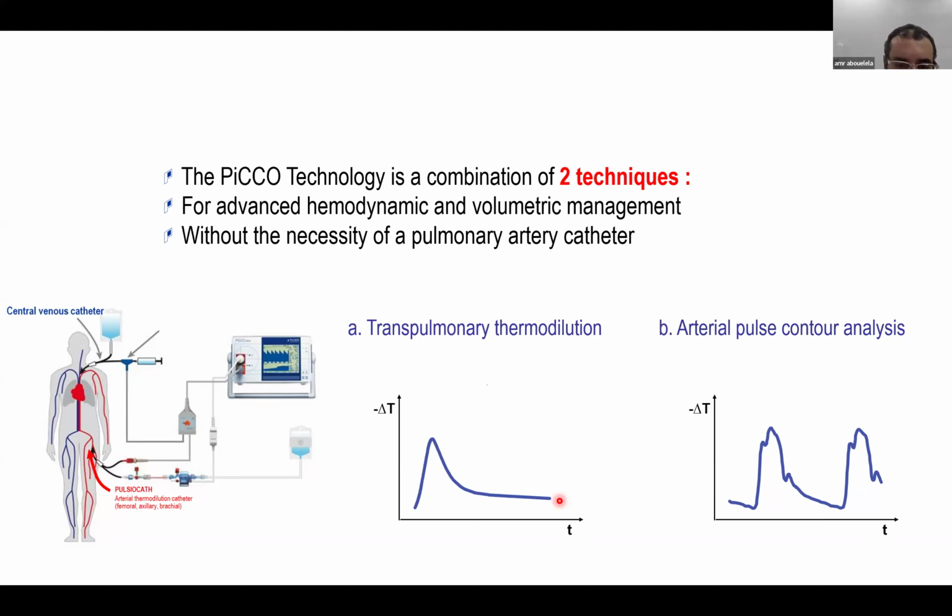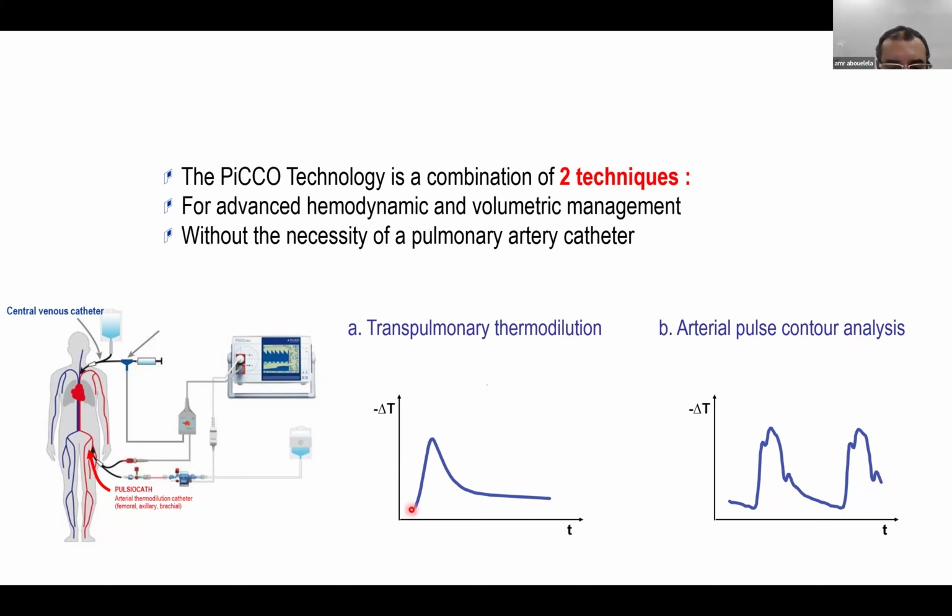Here, the same idea is applied in the thermodilution with the PICO monitor, but the difference is that we have a central line and a special arterial line, and the thermistor is present in the arterial line, in the femoral artery. So we inject the cold saline from the central line, and the arterial line measures the temperature. This arterial line is connected to the monitor through a certain calibration to have two functions: the thermodilution and the arterial pulse contour analysis.